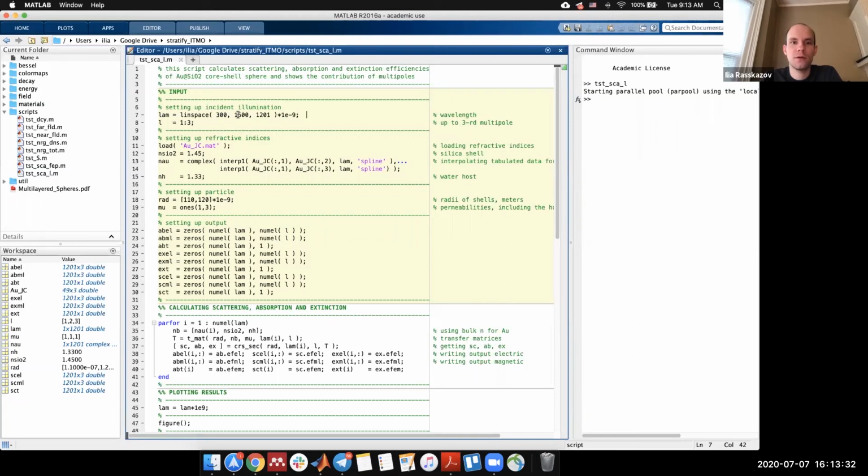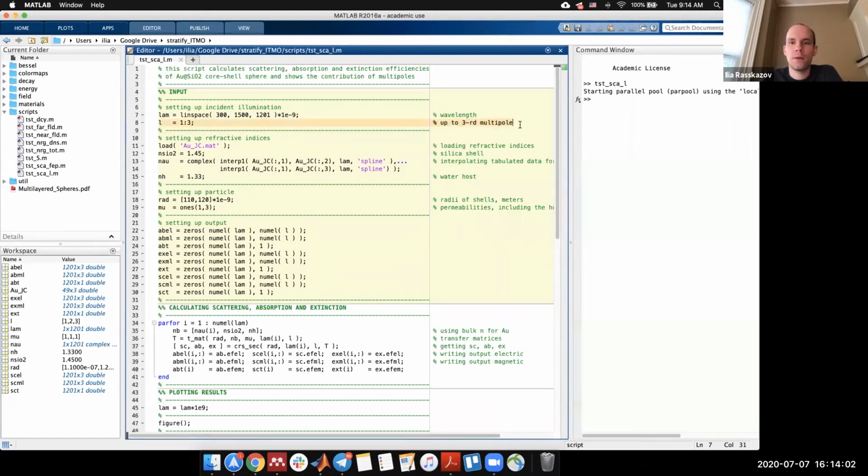1500 nanometers, 1e-9, it's all in meters. And I'm using 1201 points in this array. So in this case, I'm going to have lambda wavelengths distributed from 300 to 1500 with a step of 1 nanometer.